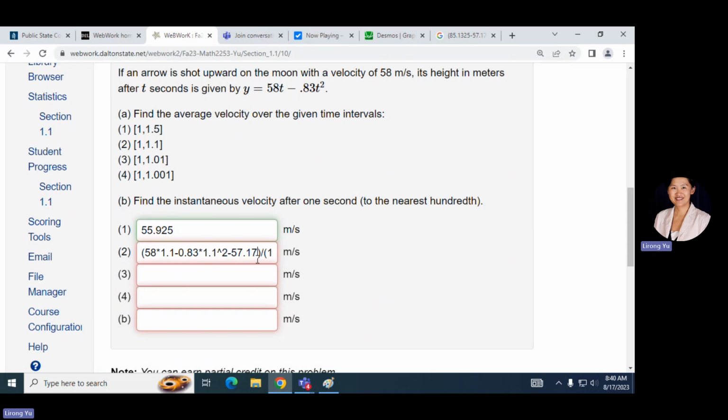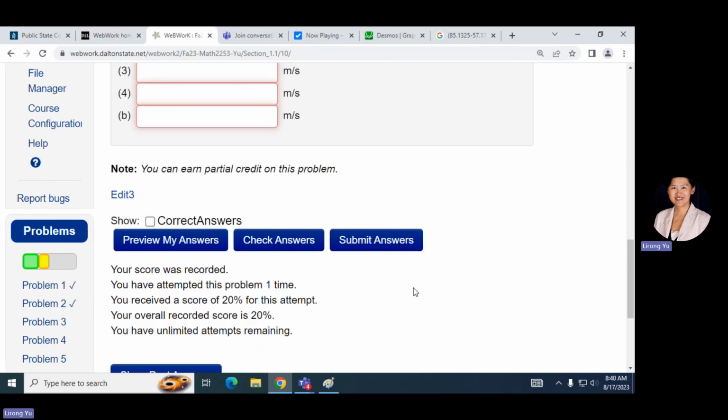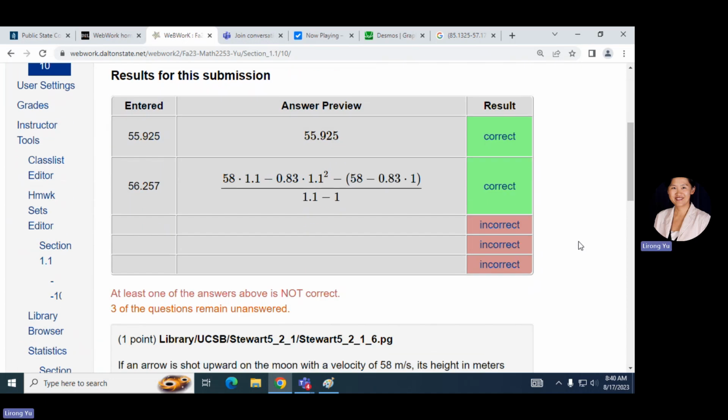That was 57.17. If you intend to calculate it over here, it looks like this. I have to put parentheses around it. 58 minus 0.83 times 1. Okay. So you can see how the calculation is laid out. The denominator is the subtraction of the two times, and the numerator is the subtraction of the two y values.